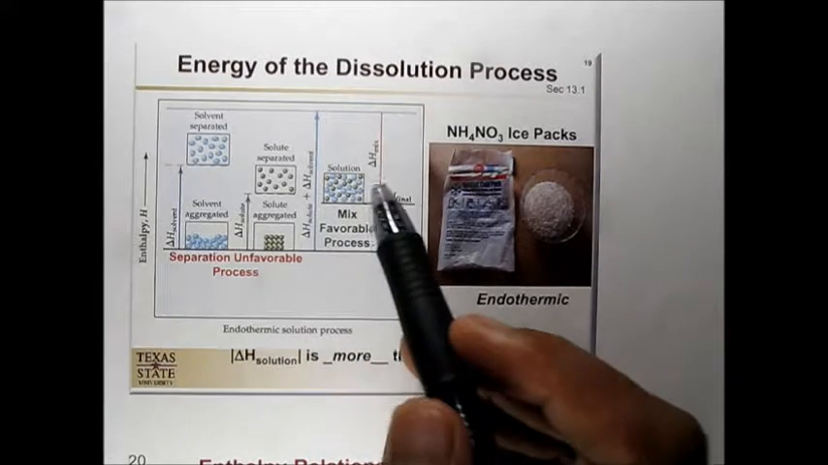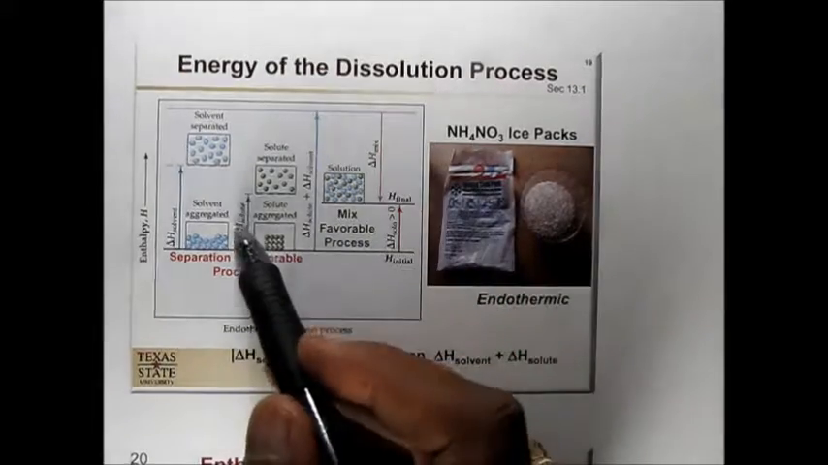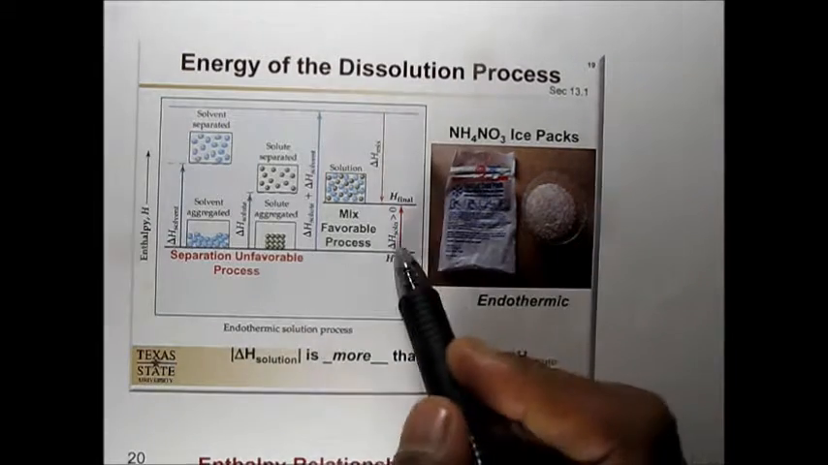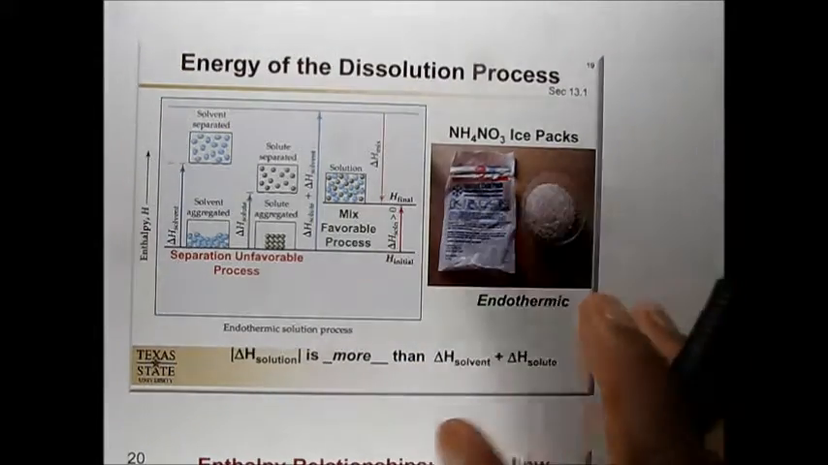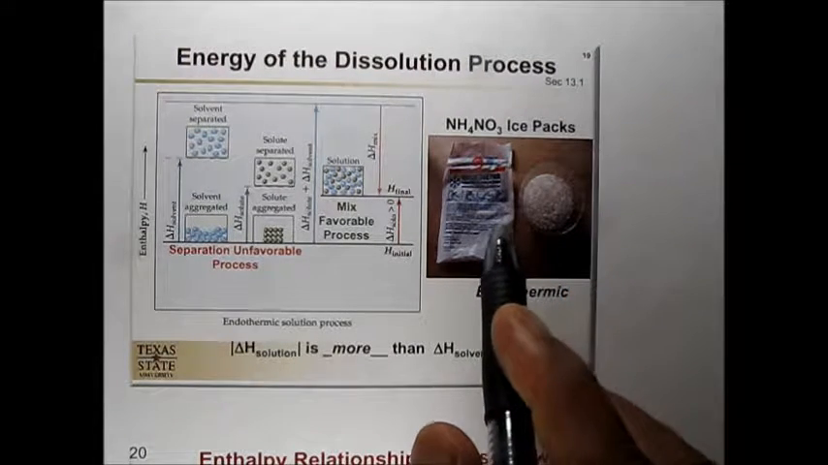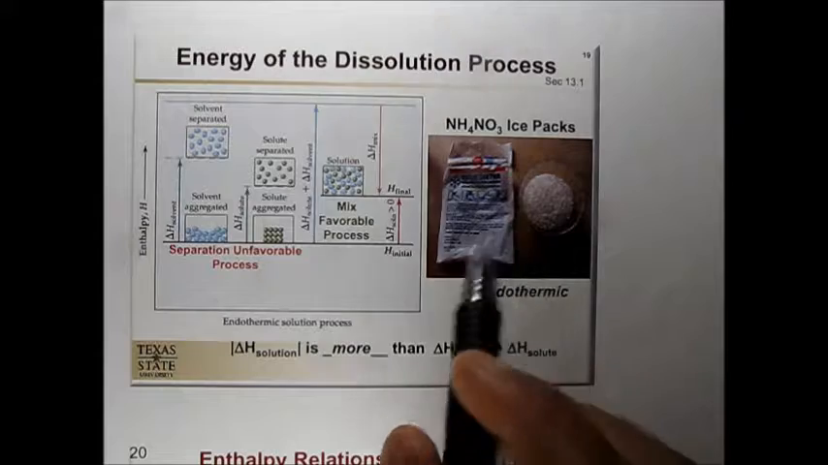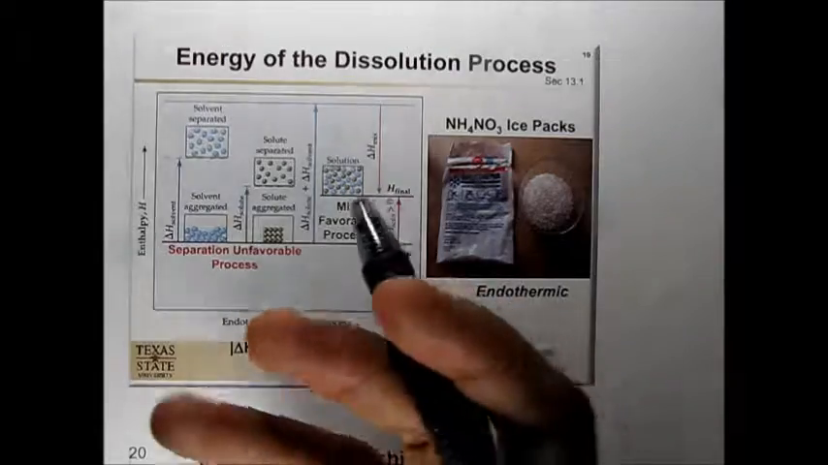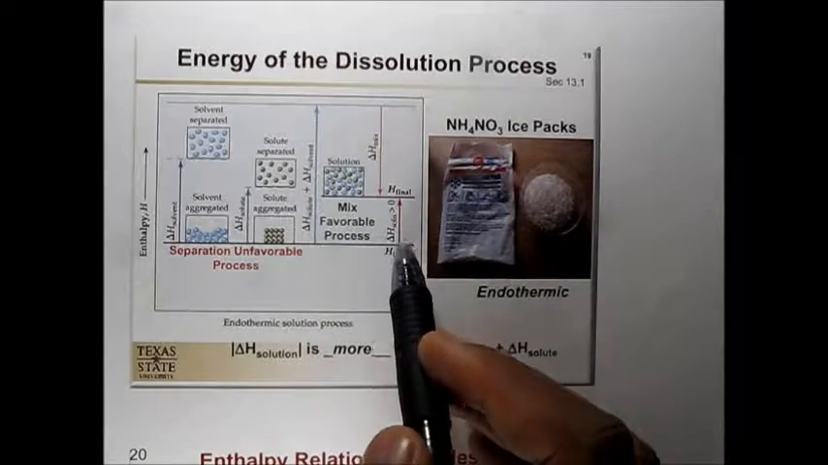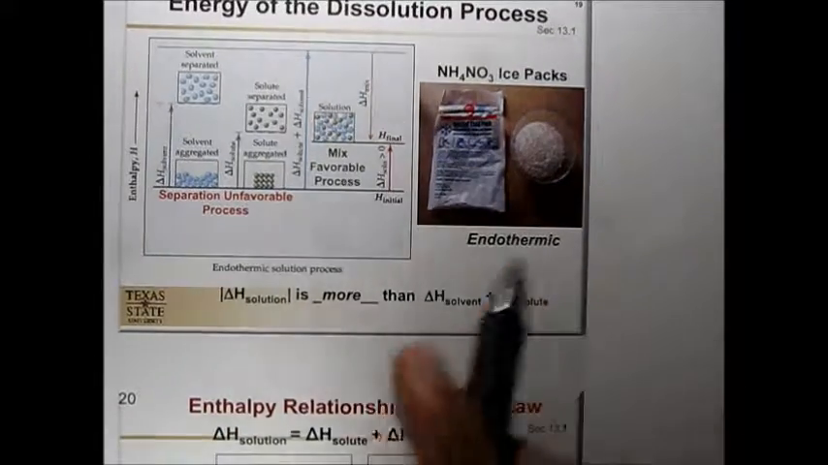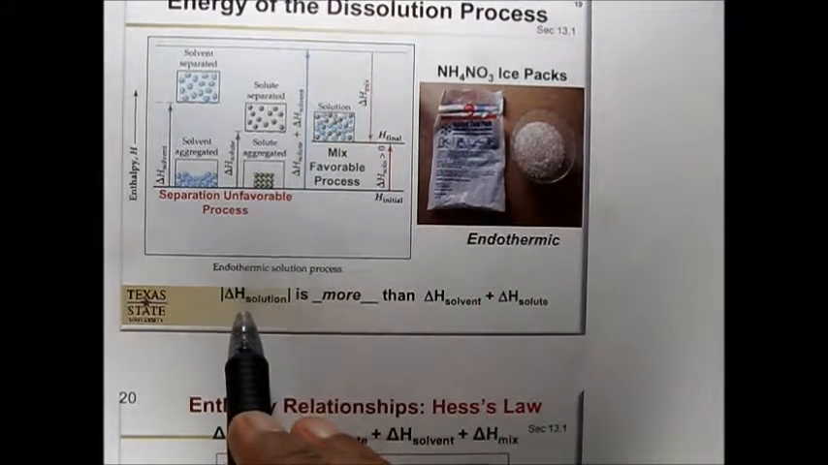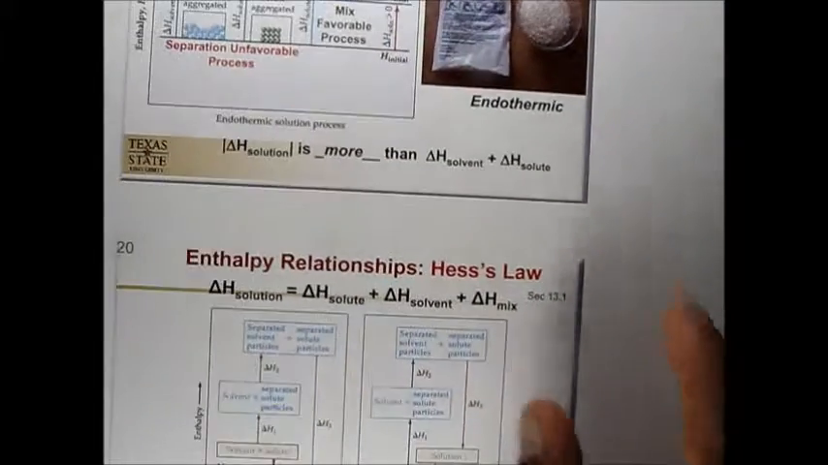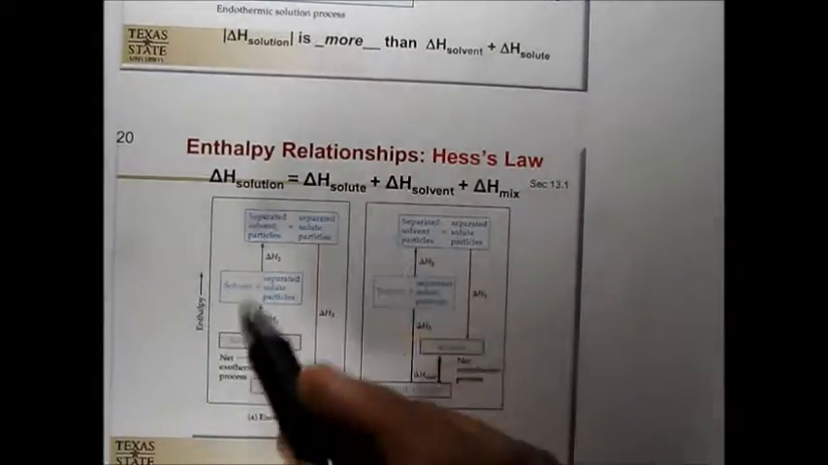So in the case of a cold pack, to mix solvent and solute, you have to give more energy. This energy is required. Once you put this ice pack on your skin, the energy will come from your body to the ice pack. So it gets energy from the environment, from your body. The energy equation is: delta H of the solution is more than delta H of the solvent plus delta H of the solute. We can summarize this in this graph also.